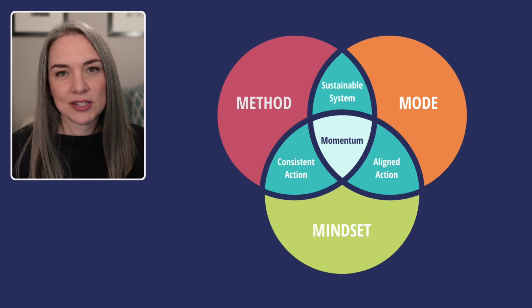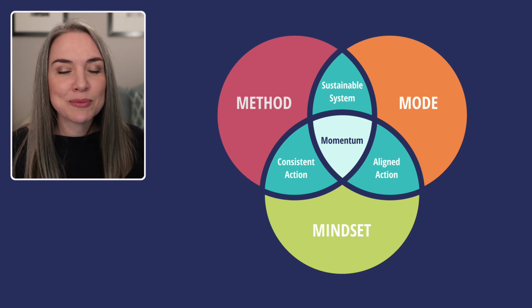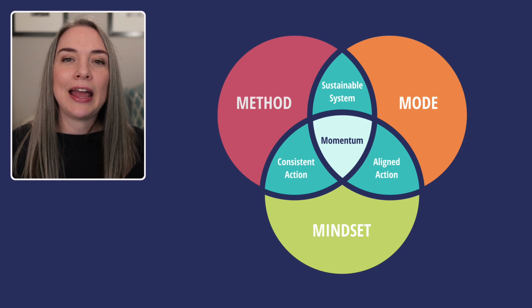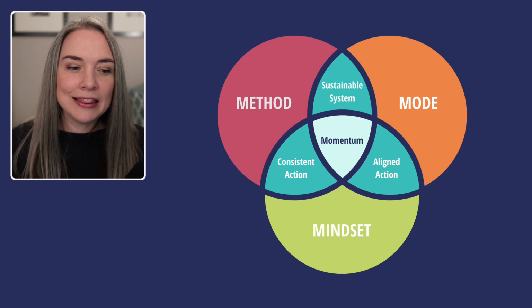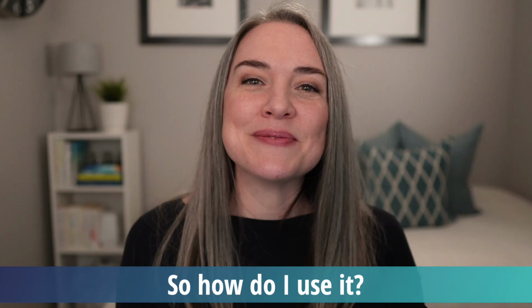When we put all of this together, we have method, mode, and mindset that creates a sustainable system and allows you to take consistent and aligned action. That is what we want. That is how you get into action and stay in action. Now, you might understand this and think, okay, I get that, but how do I actually use it? How do I make sense of this?